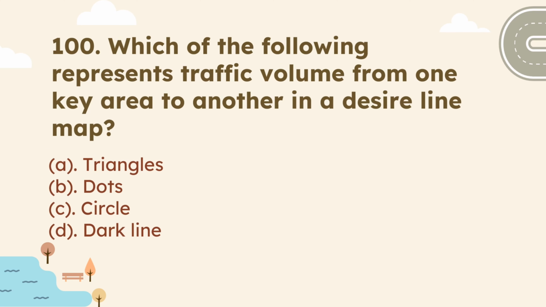So this will be the last question of this video. Which of the following represents traffic volume from one key area to another in a desired line map? So volume of traffic is represented by a dark line. Therefore, the correct answer is option D.